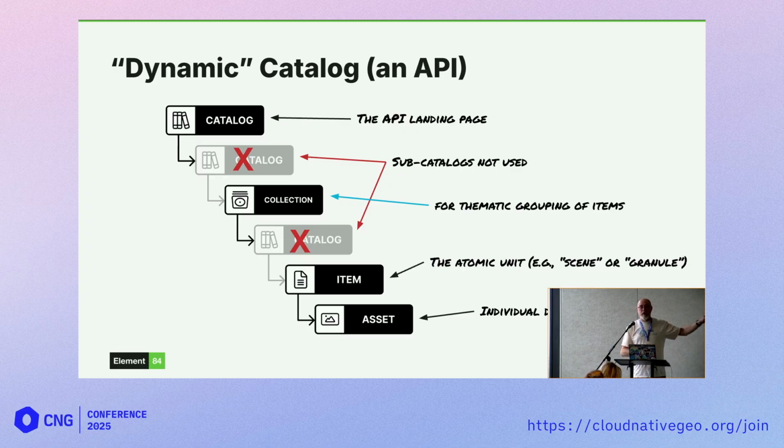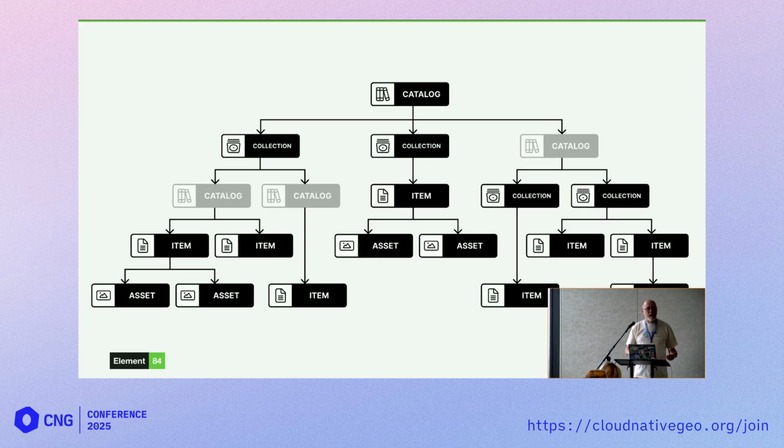You have the root catalog, which is the API landing page. And then underneath that, you have a bunch of collections. And then those collections have items, and then you have assets, like this. And so I've grayed out the catalogs, because in this case, if this was a static catalog, I might have partitioned these items in one way, and over there I might have grouped those collections together into a subcatalog. But in an API, I don't have that concept. So that's the first thing really to understand about this difference between static catalogs and dynamic catalogs.